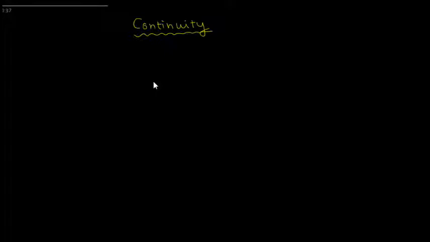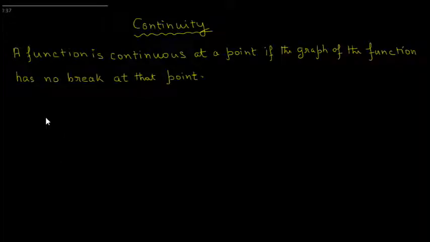This is the main definition. A function is continuous at a point if the graph of the function has no break at that point. Now let us see the continuity test.